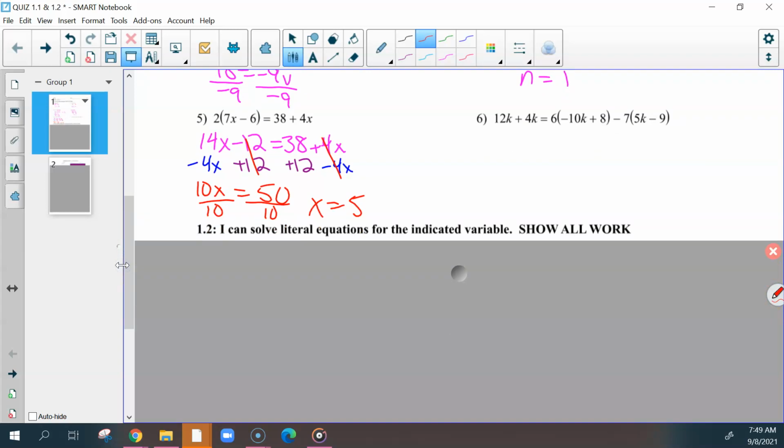And then for the last one. There were a lot of issues I saw here. Most of them basically started when you distributed. Some of you went ahead and added these two. They're on the same side, so we could go ahead and combine those. 12 plus 4 to get 16K.